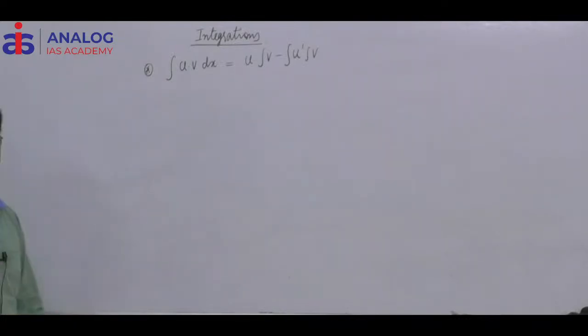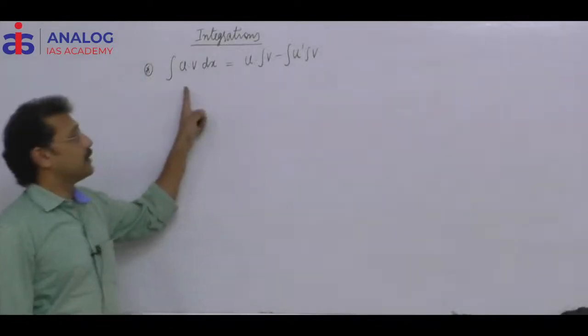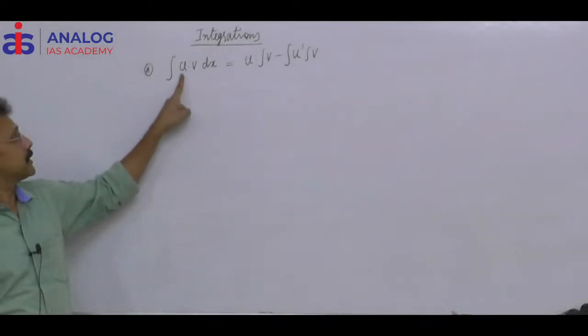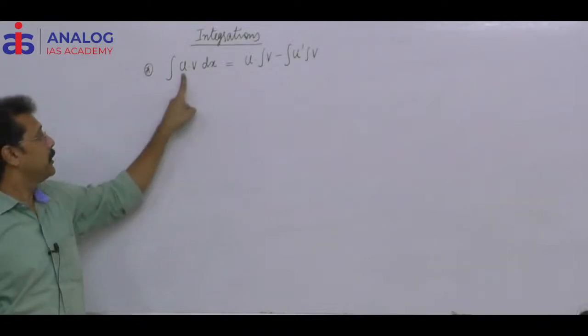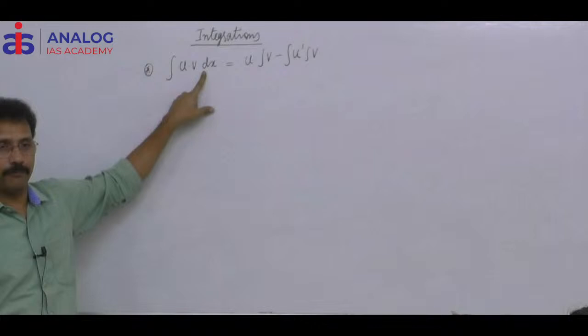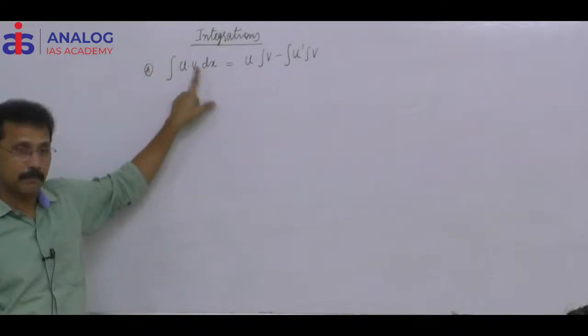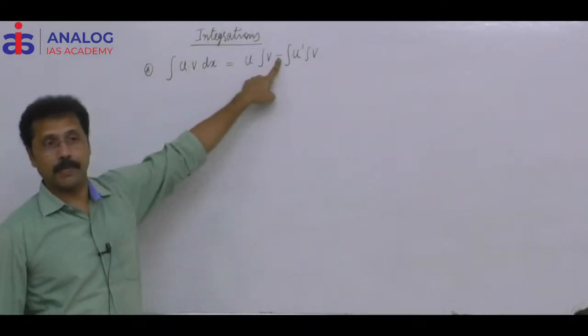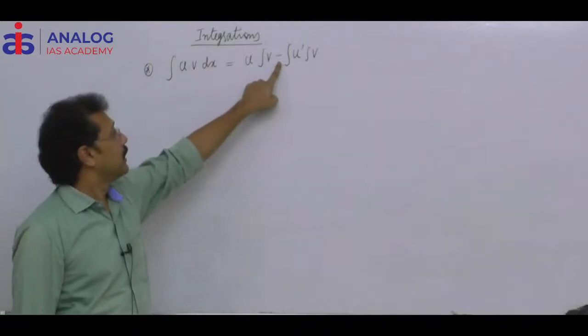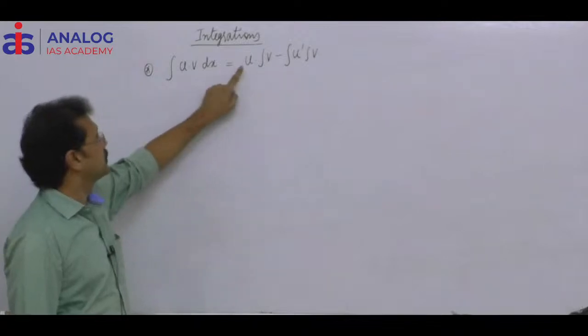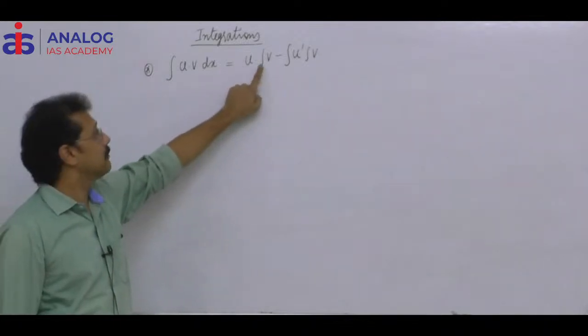Is it okay? Understood? So integral of u, a function of x, v also a function of x, dx, equal to u, the first term, into integration of v, the second term, minus, this is minus, okay? Don't put it as plus, it is minus. Integral of the first term's differentiation and the integral of this one.